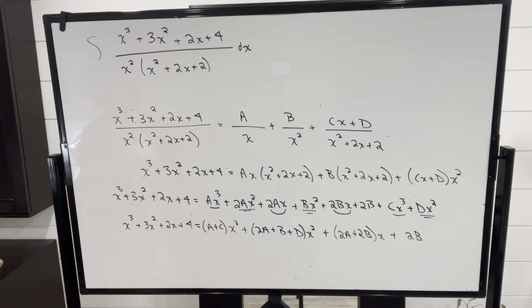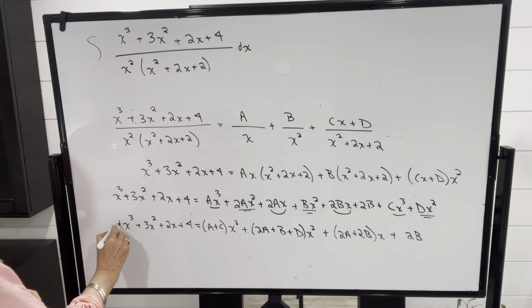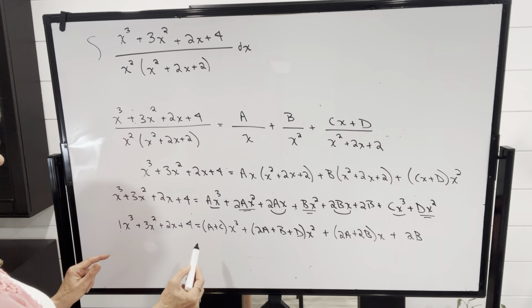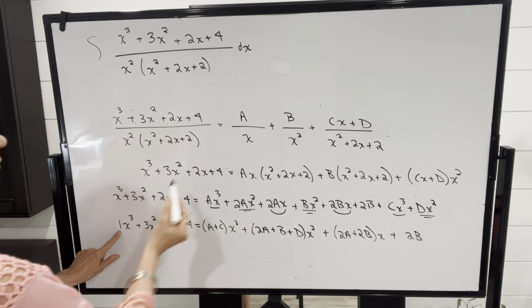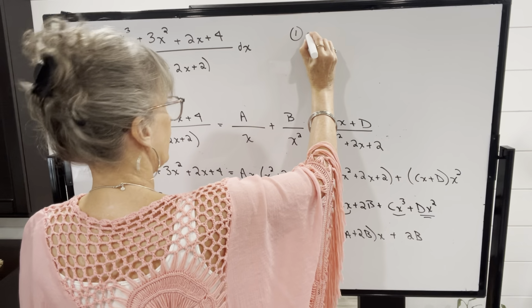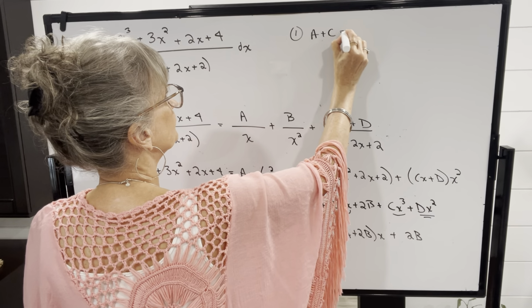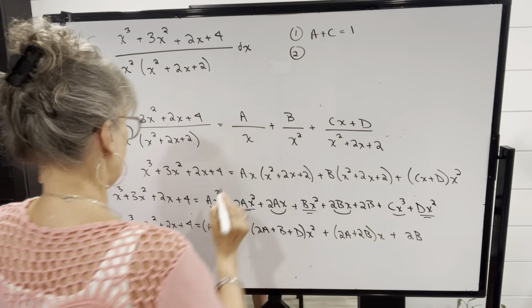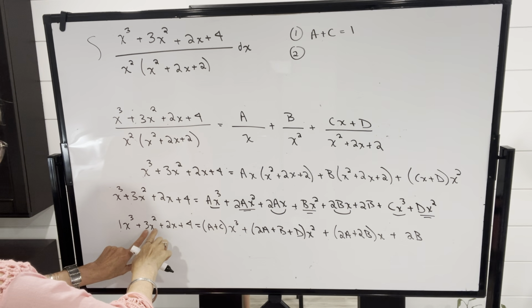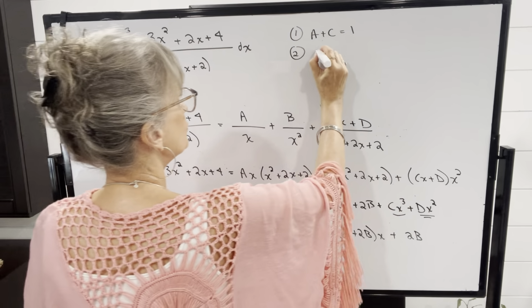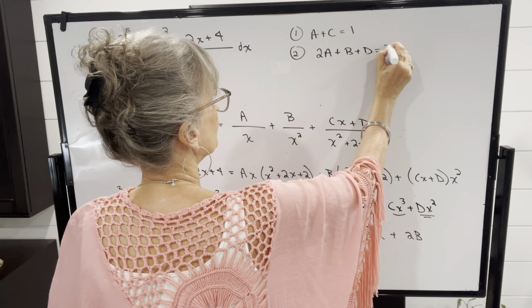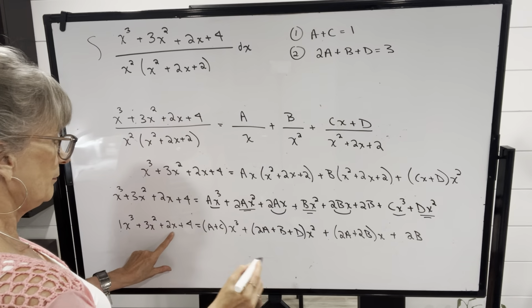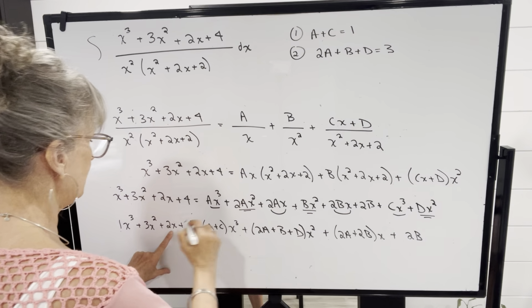Now I'm going to get 4 equations with my 4 unknowns using these coefficients. My first equation is this coefficient for my x cubed term has to equal 1. So a plus c has to equal 1. My next equation, my coefficient for x squared is 3. So 2a plus b plus d has to equal 3. My third equation, 2a plus 2b has to equal 2.